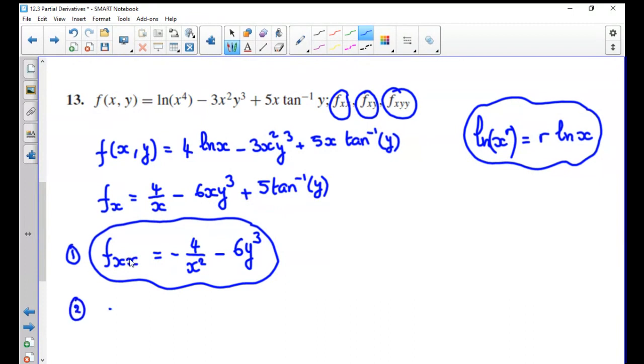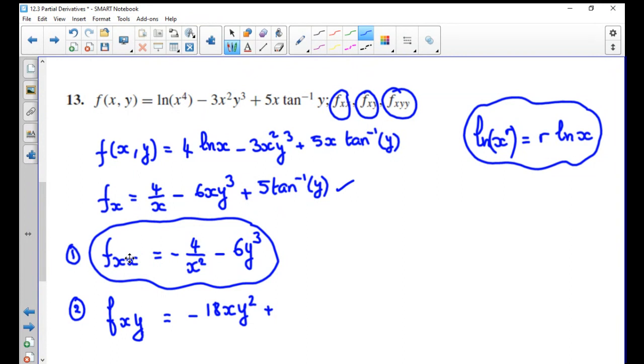The second is fxy. That means it's the derivative of f with respect to x that I differentiate with respect to y. Now look at fx. The first term is 0, yeah? The second term will give us minus 18 x y to the power of 2.